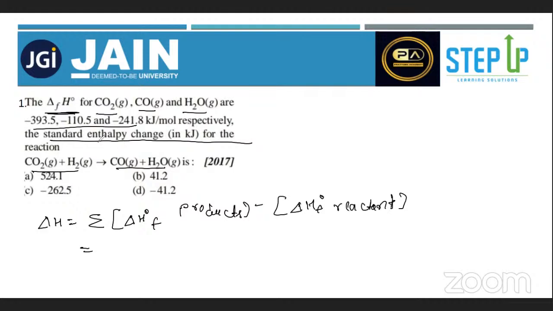For CO, what is the value? For CO, I have minus 110.5. Then the other product is H2O. For H2O, it is minus 241.8. Minus and plus becomes minus. Then for the reactant side, we have CO2 and H2. For H2, obviously it will become 0. For CO2, it is minus 393.5.